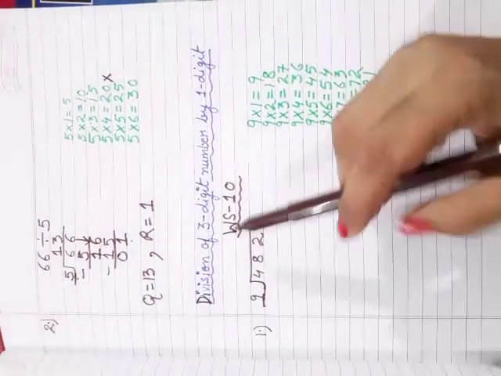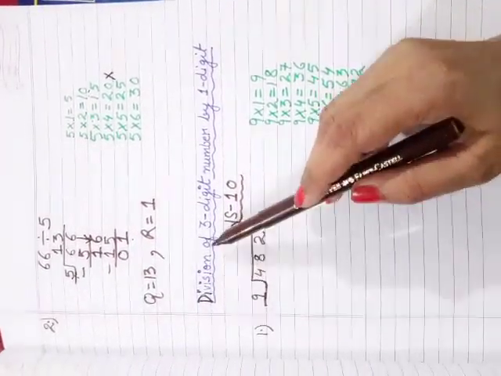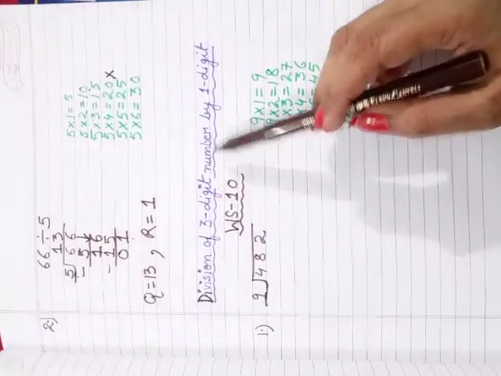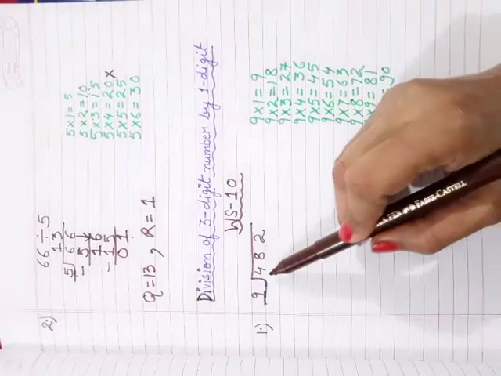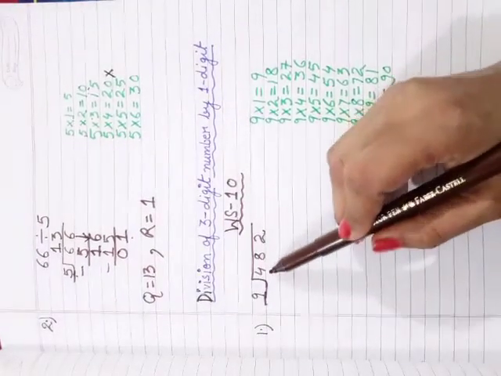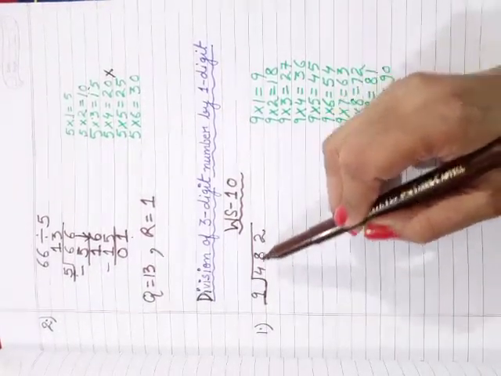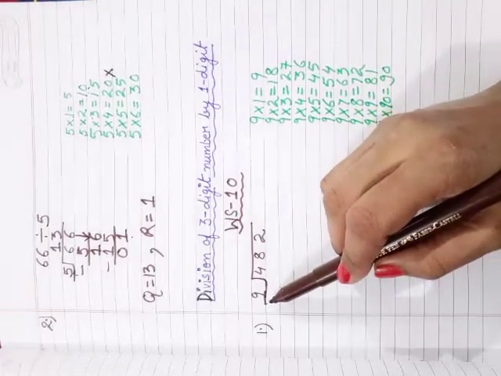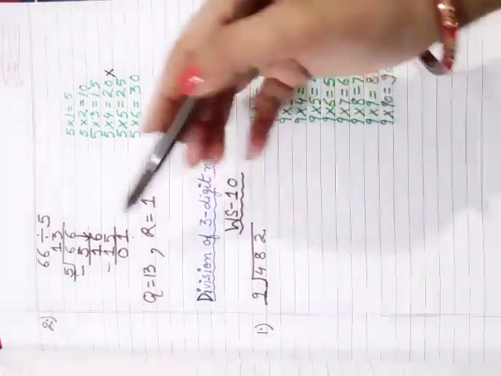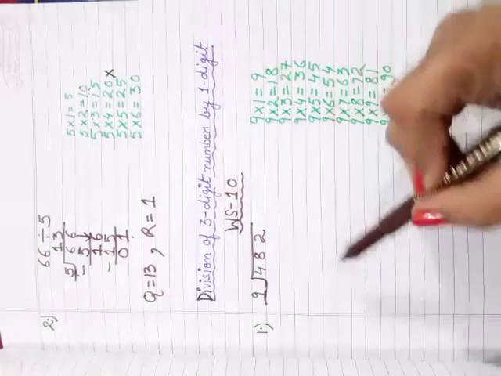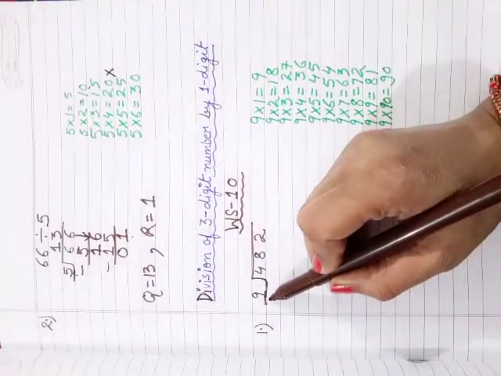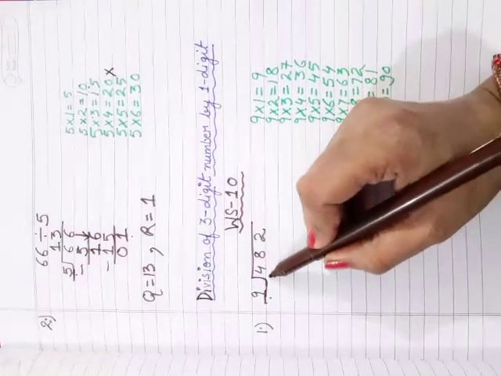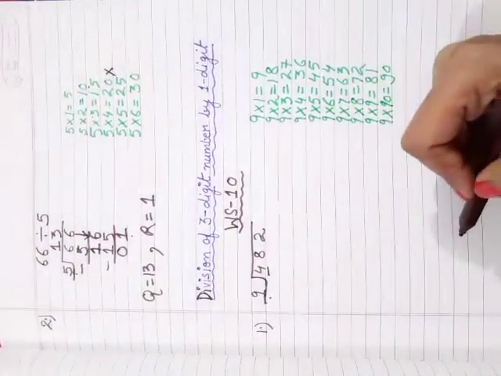Now let us learn division of a 3-digit number by a 1-digit number. Now we have the dividend as a 3-digit number and we have to divide it by a 1-digit number. Again we will follow the same steps. Here in the divisor we have only 1 digit, so we will take here 1 digit, that is 4.